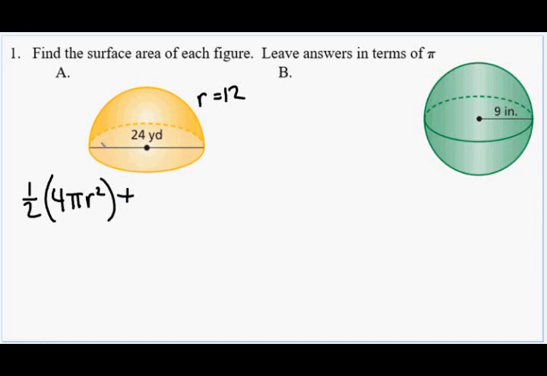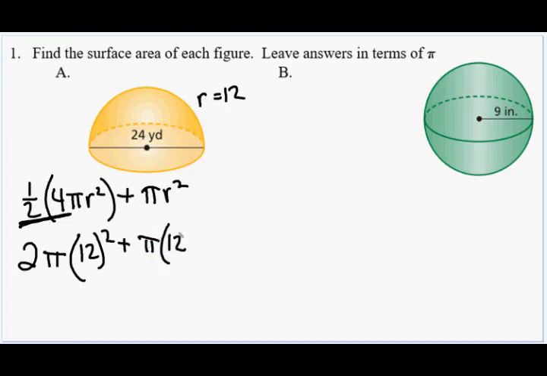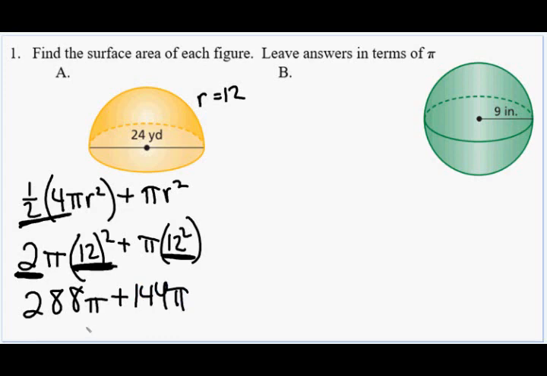And then we need to add the floor to that dome, or the bottom to this, would be another circle, pi r squared. So again, half of this 4, that's going to be 2 times pi. Our radius is 12, so that's going to be a 12 squared. Plus pi, r again is 12, so that's another 12 squared. Back to the first term, 12 squared is 144, and if we double that, we get 288 pi. Plus 12 squared again is 144 pi. And if we add those together, we get 432 pi. Our units would be square yards.